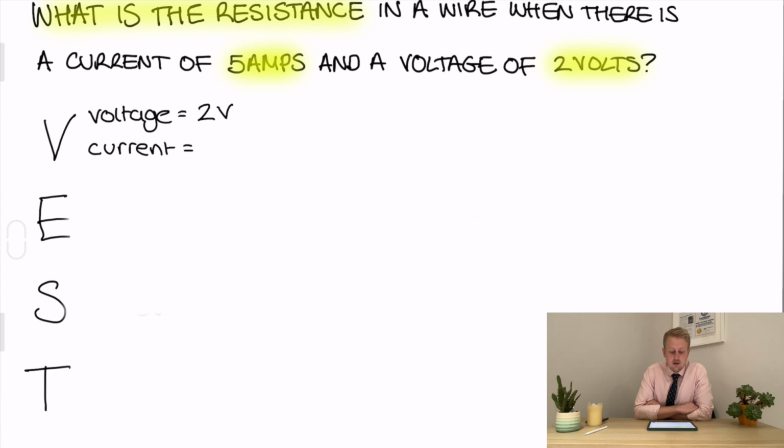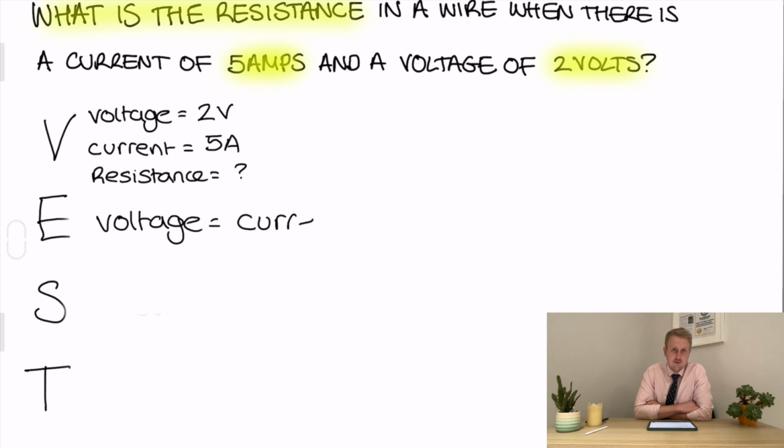And then we will talk about the resistance. The resistance being the unknown. So here we write a little question mark or the word resistance. Now the equation. The equation we know has resistance, it has current and it has voltage in it. So either they've given it to you or you need to go find it. And here the equation is voltage equals current times resistance.